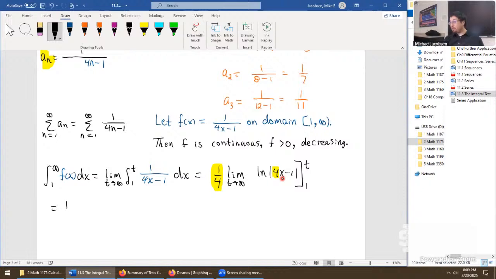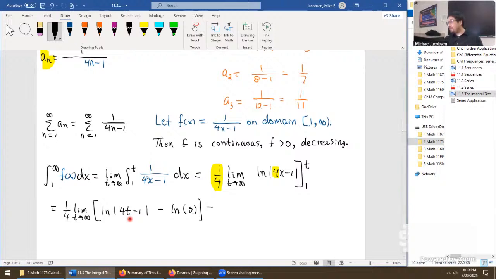Evaluate from 1 to t, and you get a 1/4 times the limit as t goes to infinity. Throw in t in that location, and it's natural log, absolute value, 4t minus 1. Then minus natural log of, throw a 1 in there, natural log 3. But we were considering graphs of these kinds of things in prior sections, I think section 11.1. The logarithm graph just increases up without bound as the value of t gets larger and larger. This one increases even faster with 4t minus 1 inside of there.